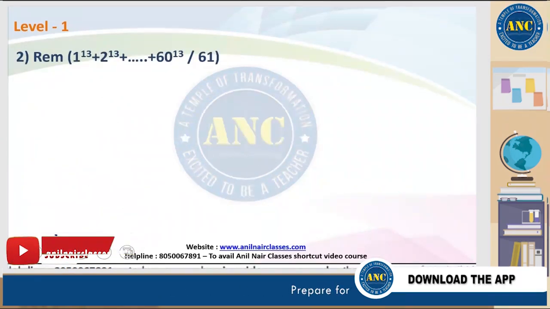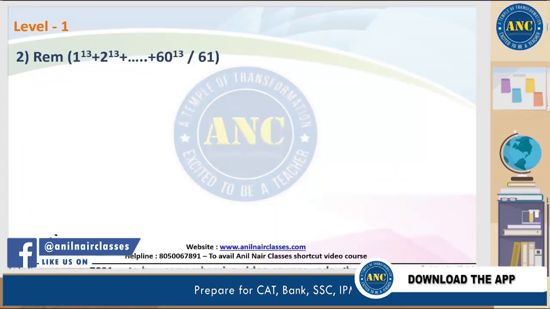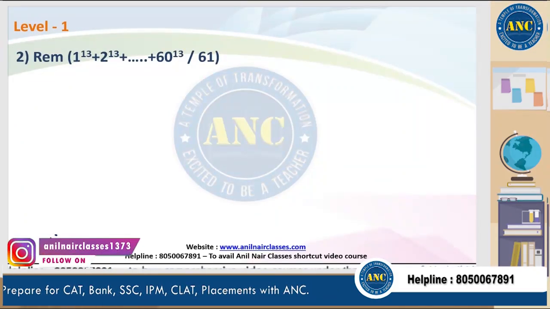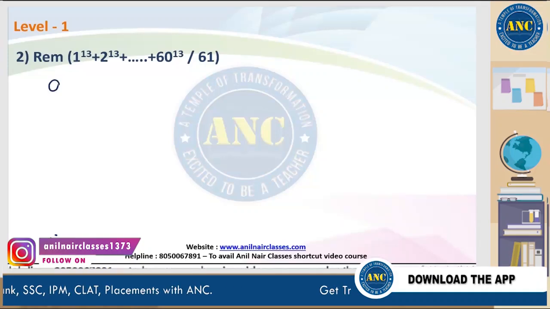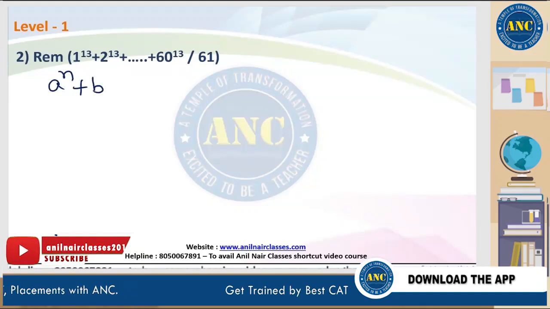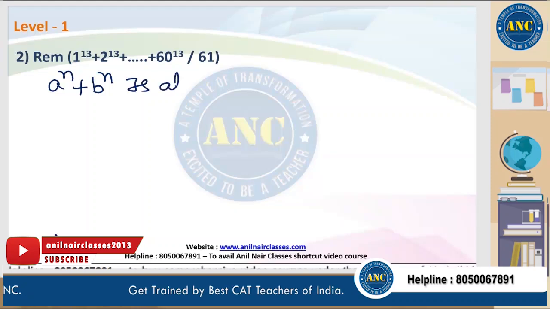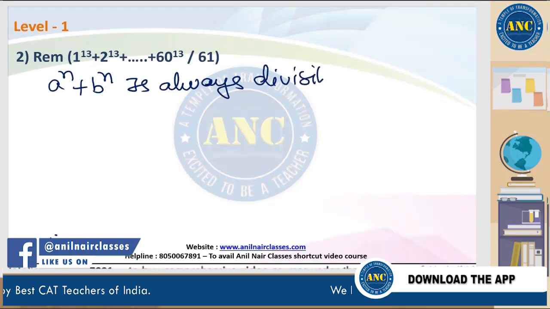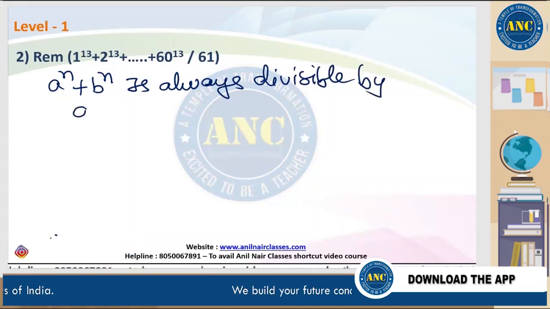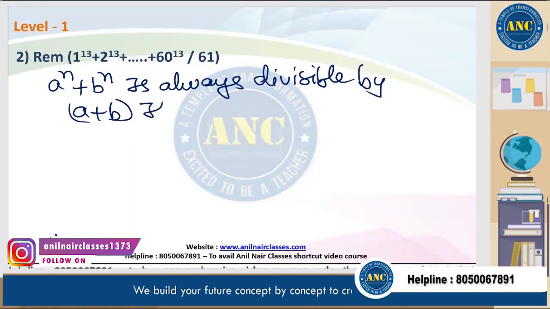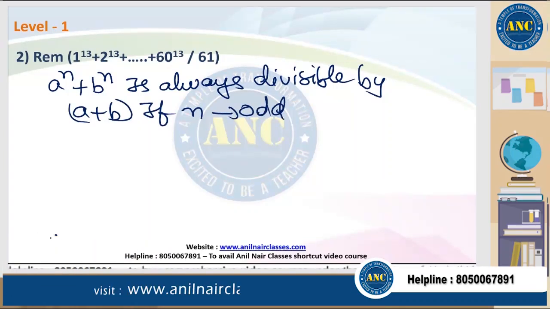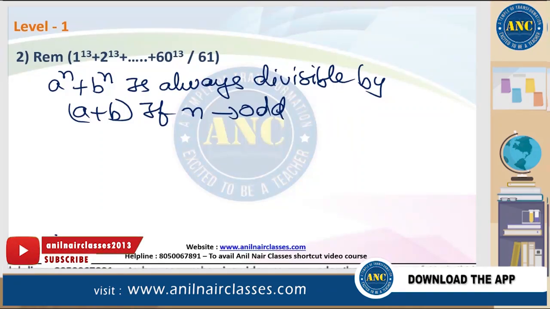Second one. Remainder when 1 power 13, 2 power 13 and so on up to 60 power 13 is divided by 61. The concept which we are using in this question is a power n plus b power n is always divisible by a plus b if n is an odd number. First problem is based on a power n minus b power n. Second problem is based on a power n plus b power n.